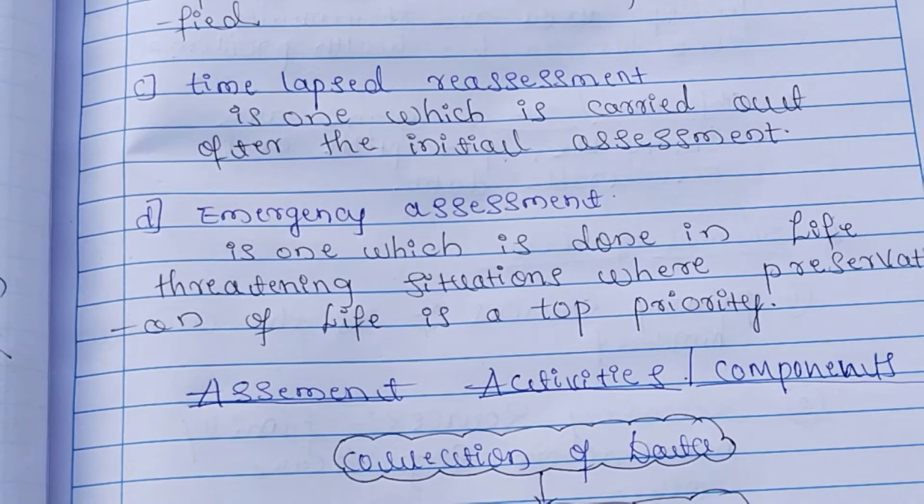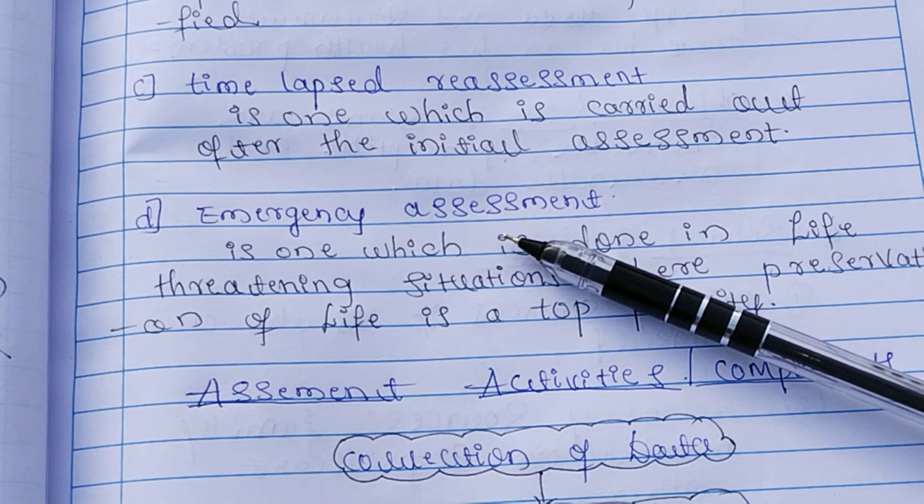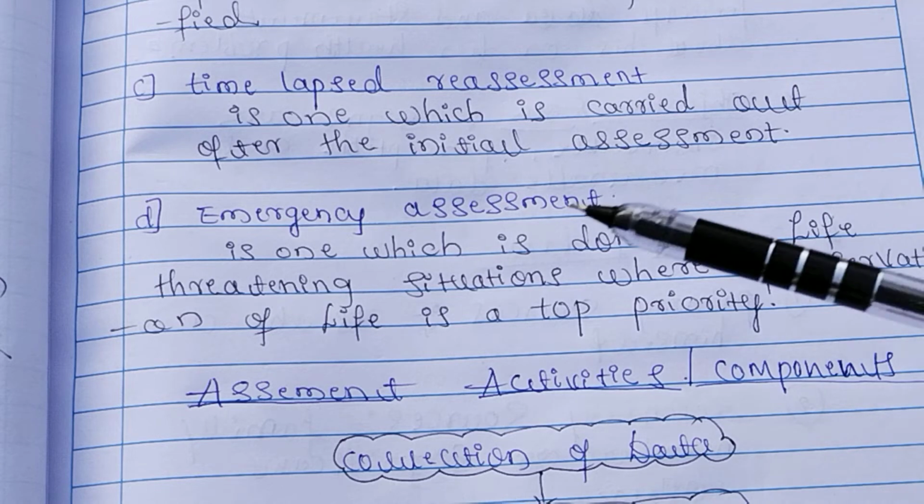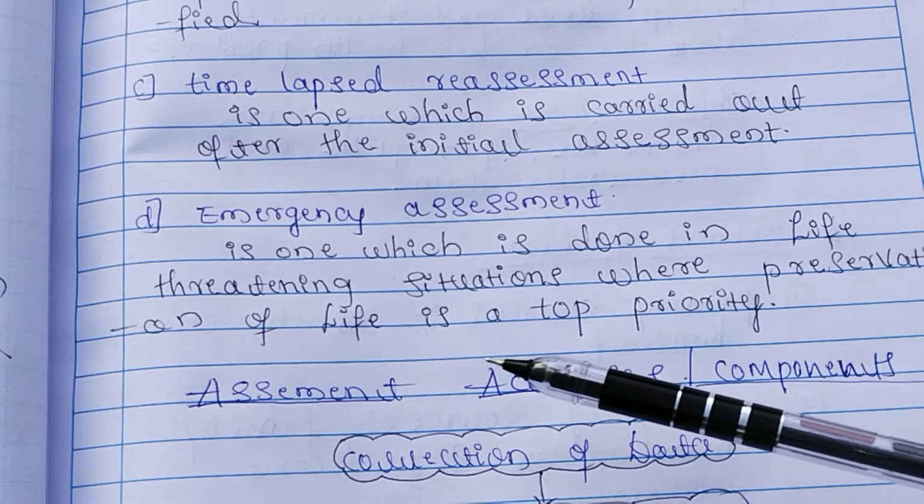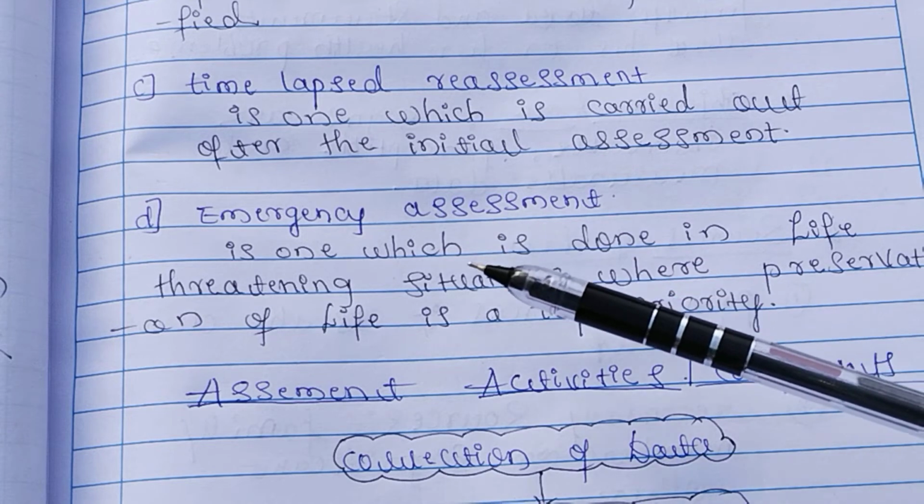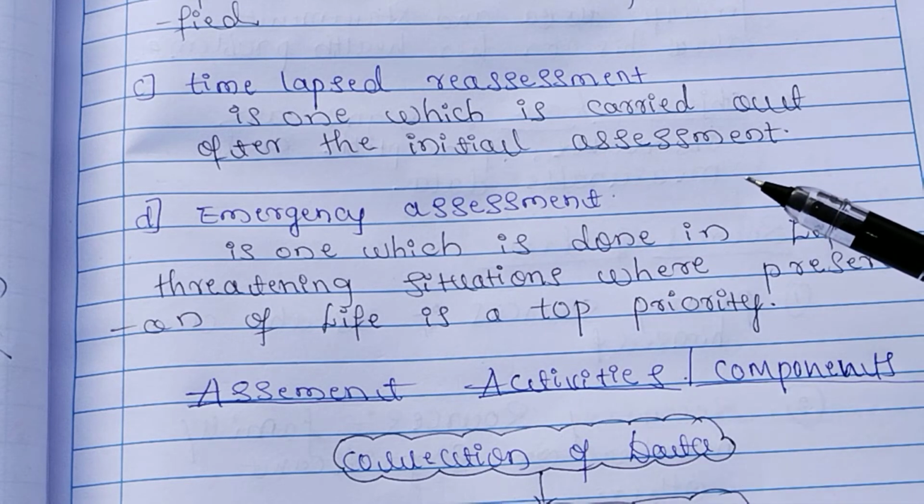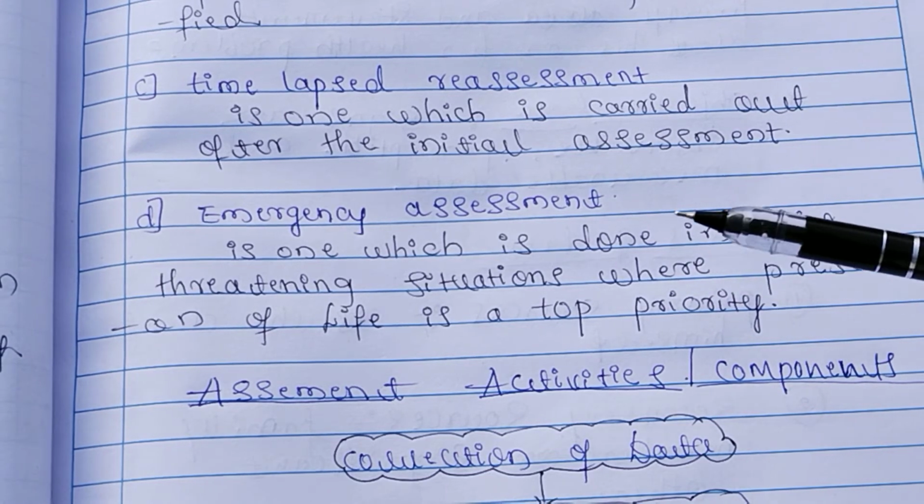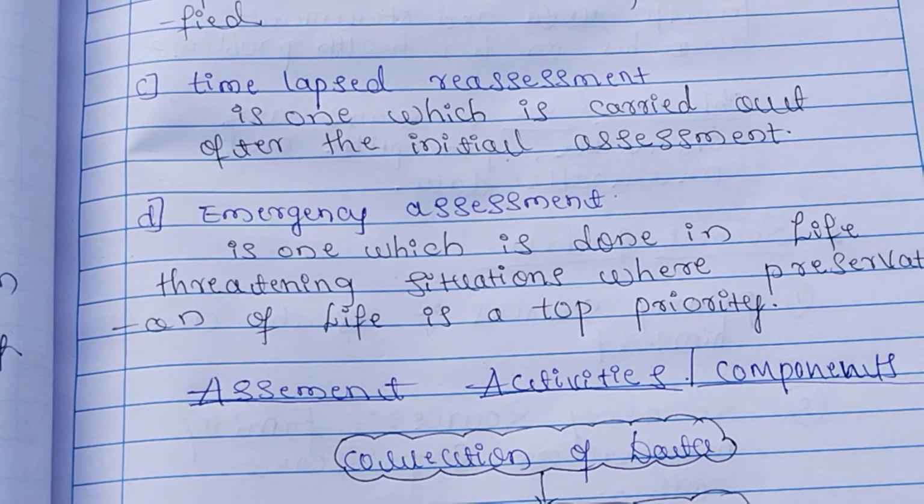Then the fourth type of assessment is emergency assessment, which is done in life threatening situations where preservation of life is the top priority. So emergency assessment is for a life threatening condition. For example, assessment of the patient's airway, breathing status and circulation after a cardiac arrest. The patient has an obstructed airway or breathing difficulty and cardiac arrest with failing circulation. That is an emergency assessment.